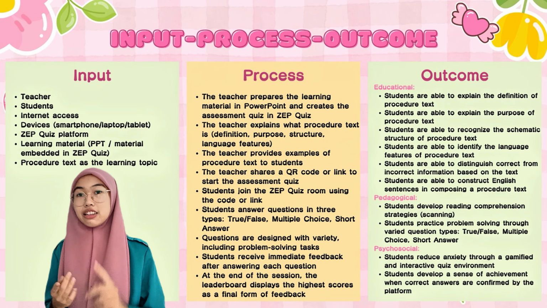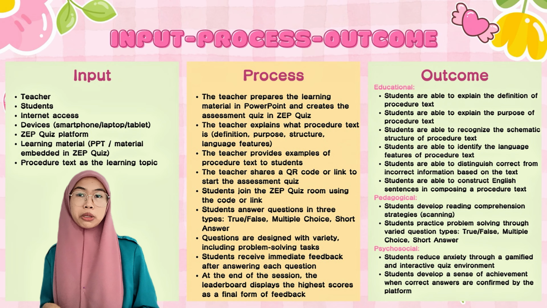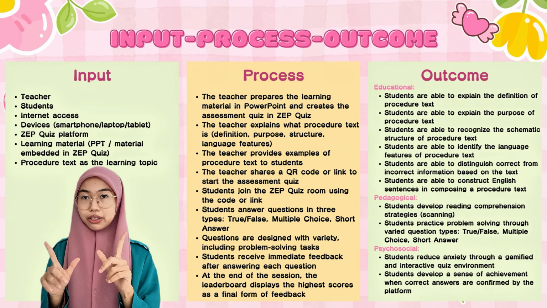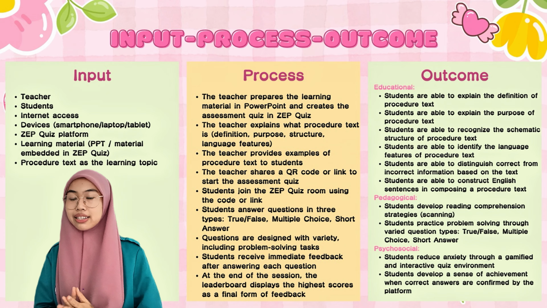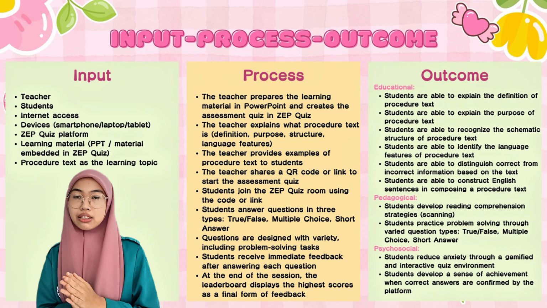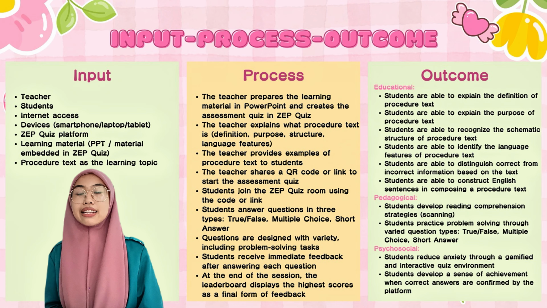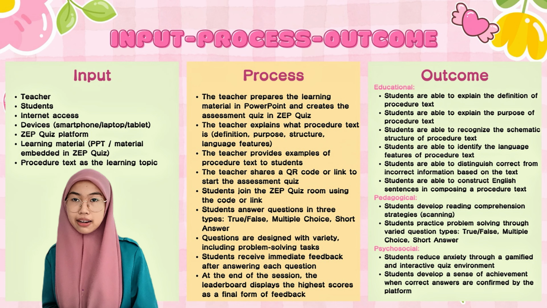So, the first one is input. In this input, you can be looking at this. It has 7 inputs. And then about the process. This has several processes, from the teacher preparing the lesson until we can look at the score from the student. And then the last is about the outcome.